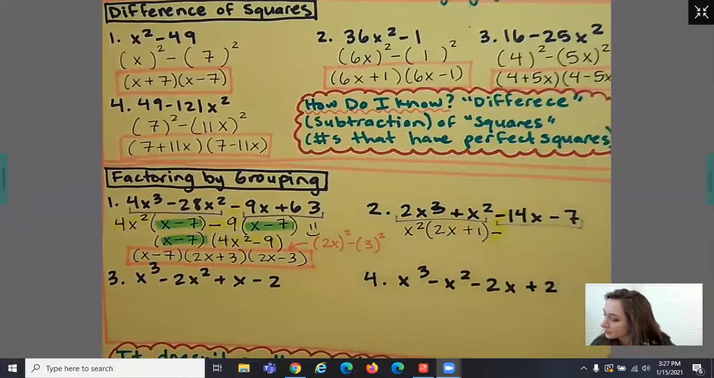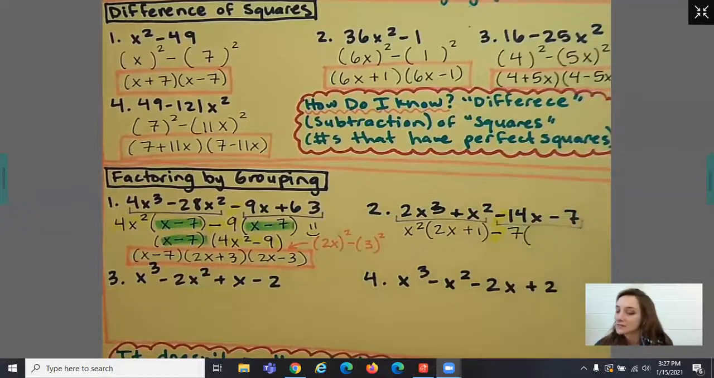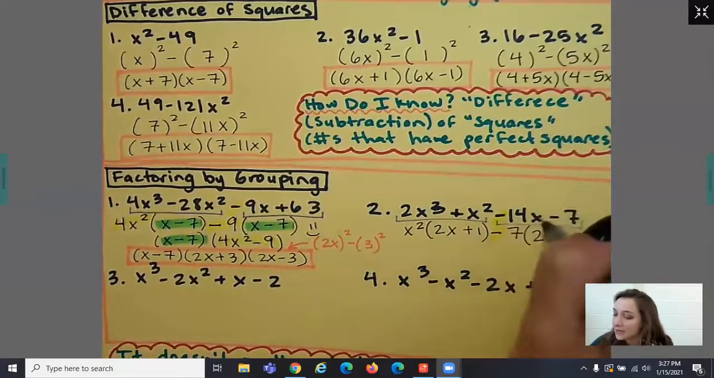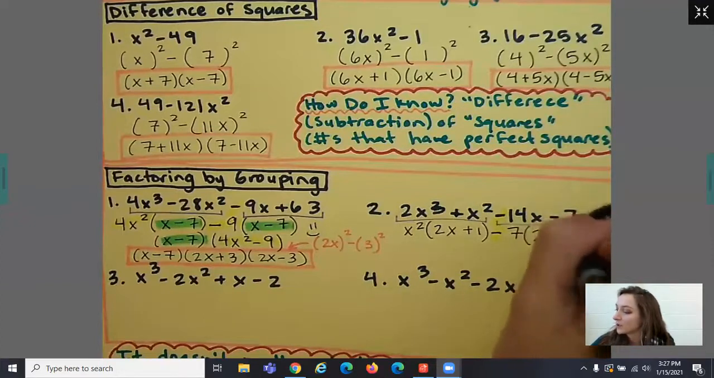14 and 7 are both divisible by 7. So I'm dividing out a negative 7. Negative divided by a negative is a positive, so negative 14 divided by negative 7 is positive 2. I didn't do anything with the x, so I'm going to leave that there. And a negative divided by a negative is a positive, so negative 7 divided by negative 7 is positive 1.